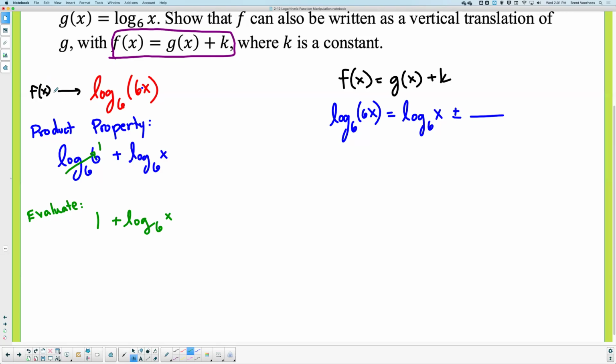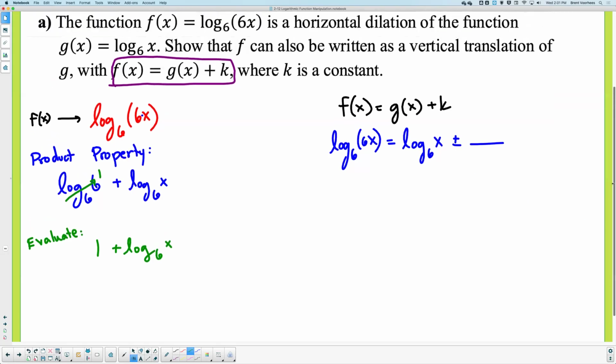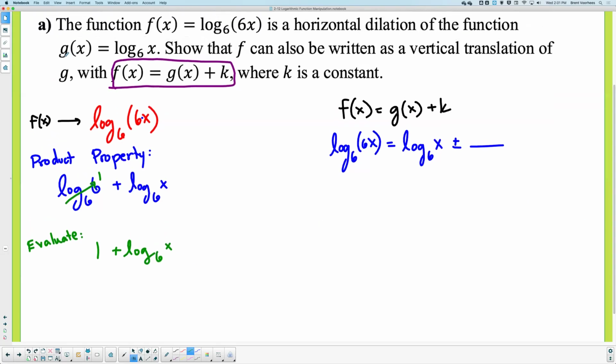Okay, notice what we had. We started with f of x, the most complex. What is g of x represented by? Okay, so we said f of x and all these things were equal. This f of x is equal to this down here, which is g of x. What must this 1 be then? That's your k value. Therefore, log 6 of 6x is equal to log 6x plus 1. That right there would be your answer.